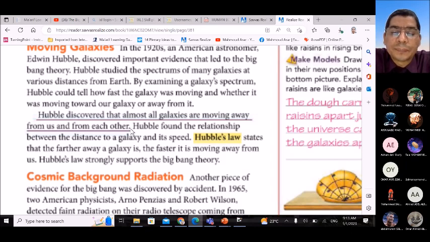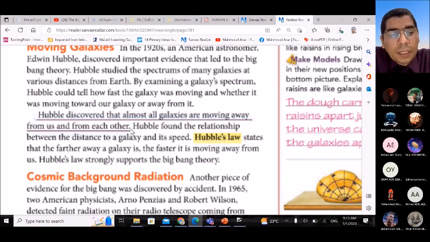Hubble's law states that the further away a galaxy is, the faster it is moving away from us. Stop at this point. It's a very important sentence. We should know about it, everyone, please. Everyone, highlight it in your book. Hubble's law is the law named after Hubble. He put this law because he discovered it. He has evidence about it.